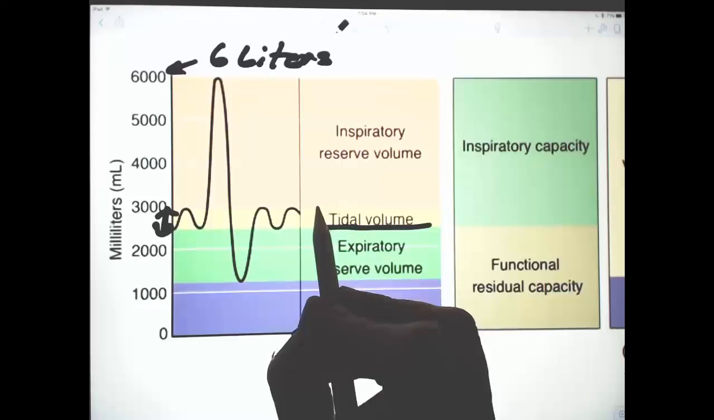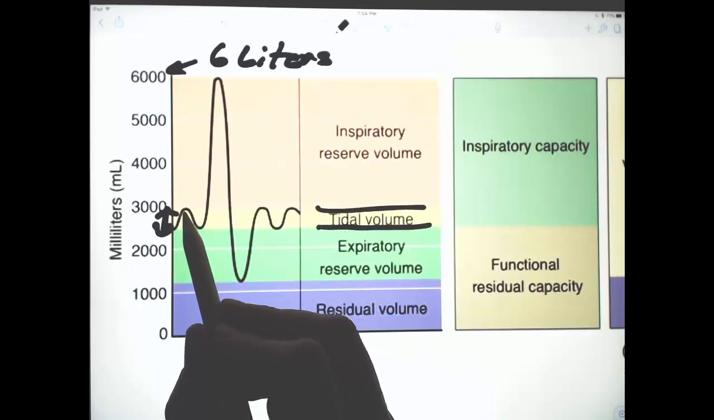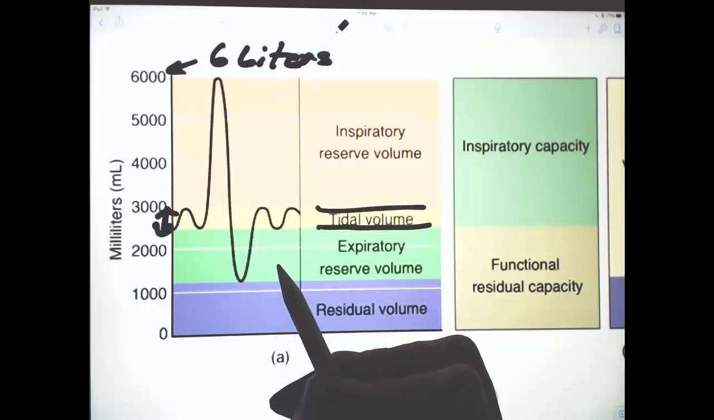And that's called the tidal volume. It's the amount you normally breathe when you're not working hard. In other words, you're using only a tiny fraction. In this case, it's less than a tenth of the full capacity of the lung.